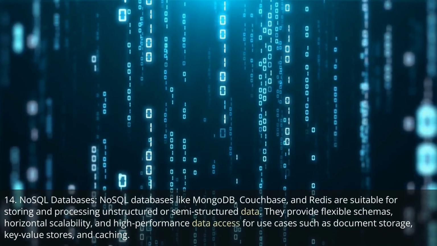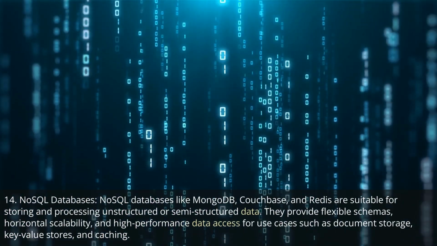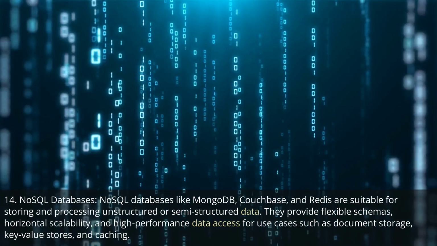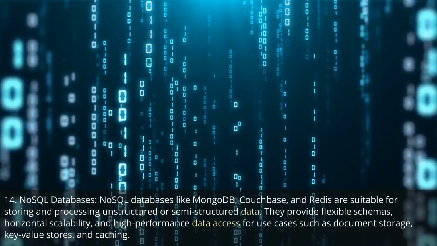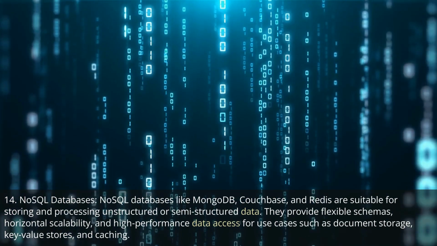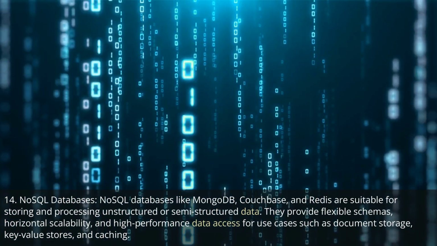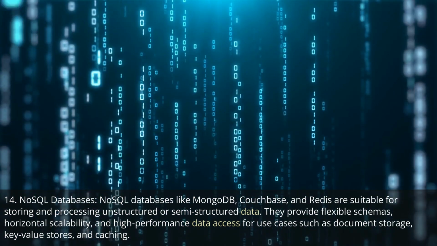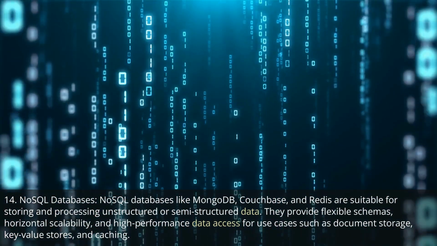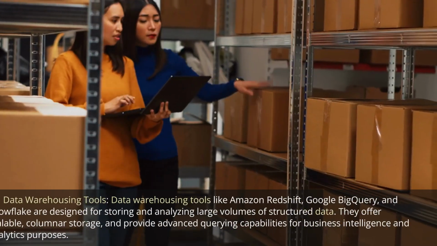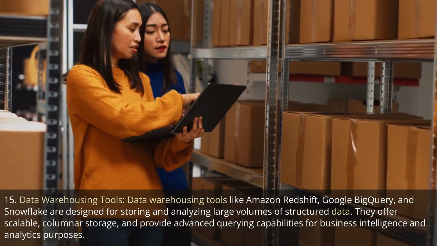14. NoSQL databases. NoSQL databases like MongoDB, Couchbase, and Redis are suitable for storing and processing unstructured or semi-structured data. They provide flexible schemas, horizontal scalability, and high-performance data access for use cases such as document storage, key-value stores, and caching. 15. Data warehousing tools.